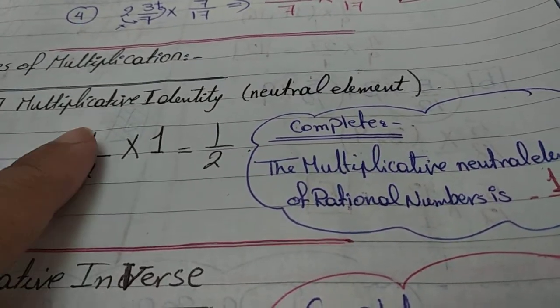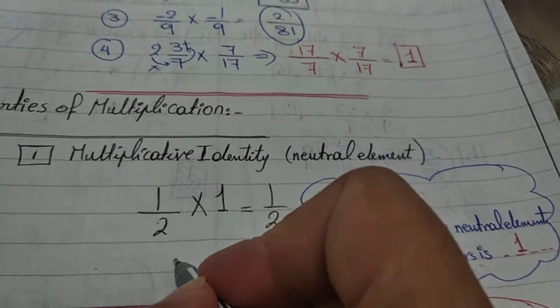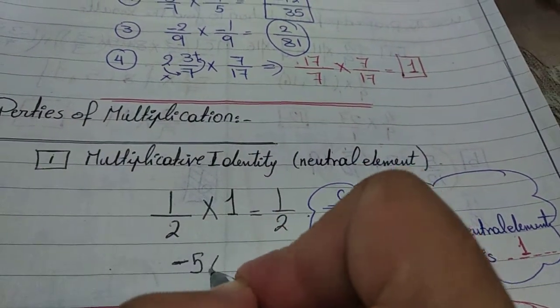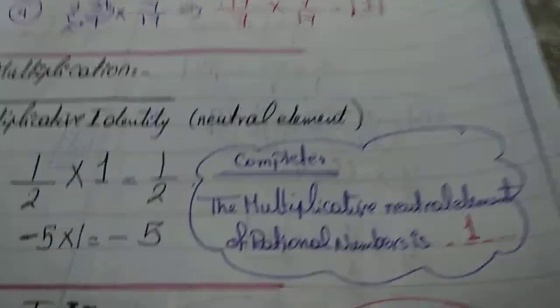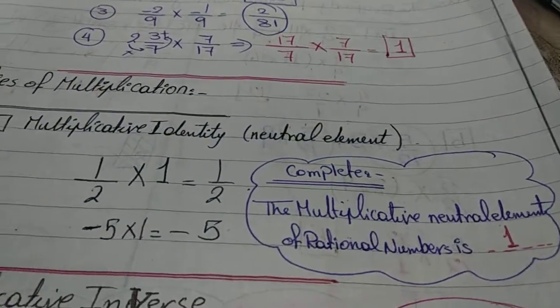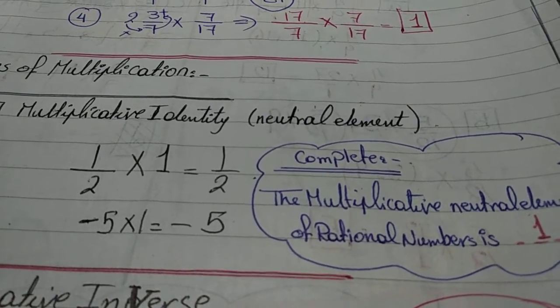If I multiply 1 over 2 times 1, the answer will be 1 over 2. If I multiply negative 5 times 1, the answer will be negative 5. So the 1 is the multiplicative identity or multiplicative neutral element of a rational number.